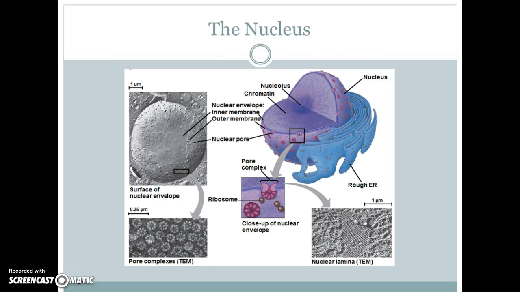Alright, back into Chapter 6. This is the second part. We're going to be looking at the organelles of the cells. To start with, the nucleus. The nucleus works in conjunction with the ribosomes, as the nucleus contains the DNA.